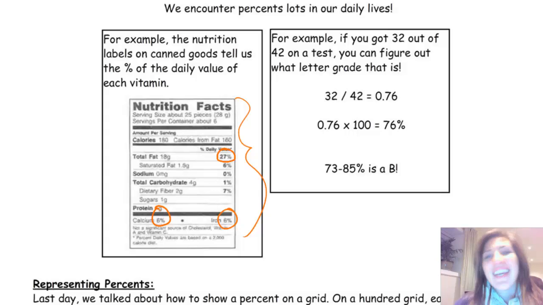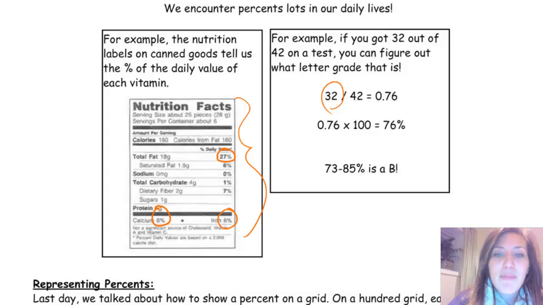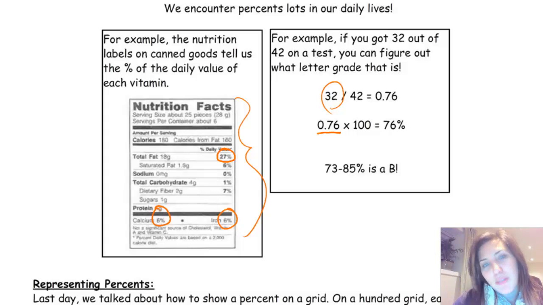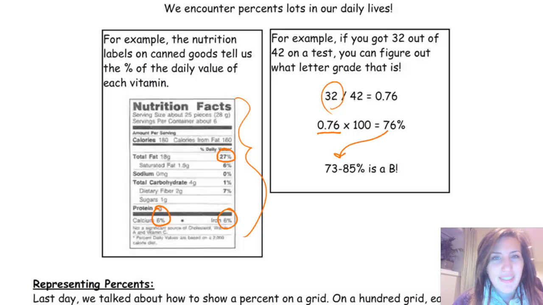And also, it's really handy to know percents so you know what you got on your last math test. So for example, let's pretend you got 32 out of 42. Pretty good. This translates, if you do 32 divided by 42 on your calculator, you'll get 0.7619, and you can times that number, 0.76, by 100 to get our percent. So you just multiply your decimal by 100 to get the percentage, and 76 falls right into this range here between 73 and 85, so you got a B.